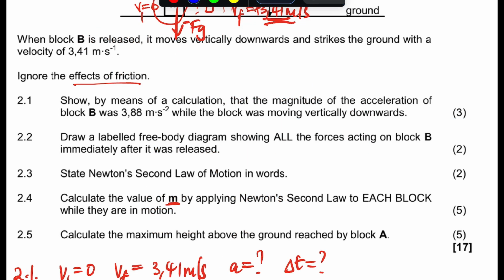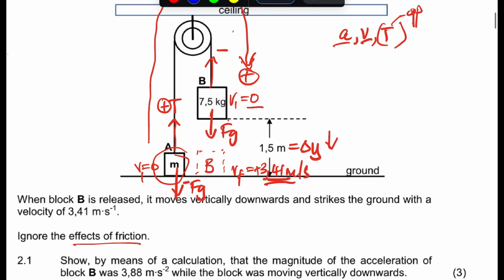The 2.5 says, calculate the maximum height above the ground reached by block A. Now guys, when block A moves upward, we want its maximum height when block B reaches the ground. So when block B reaches the ground, we want to know where block A will be above the ground.